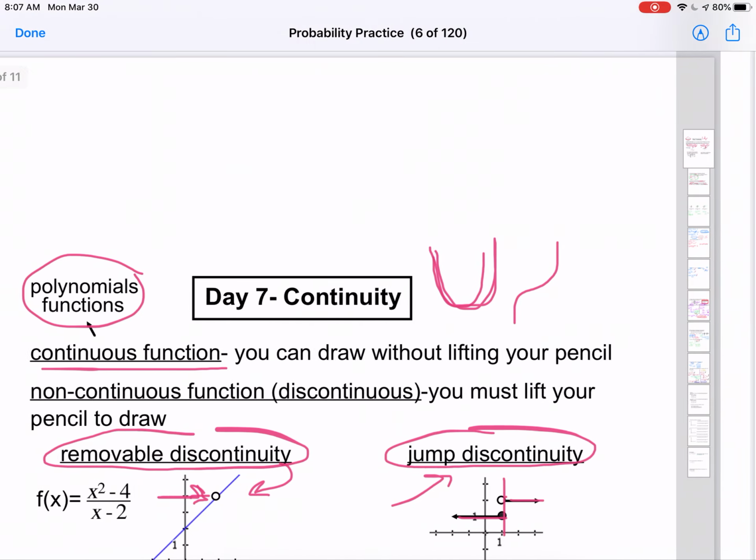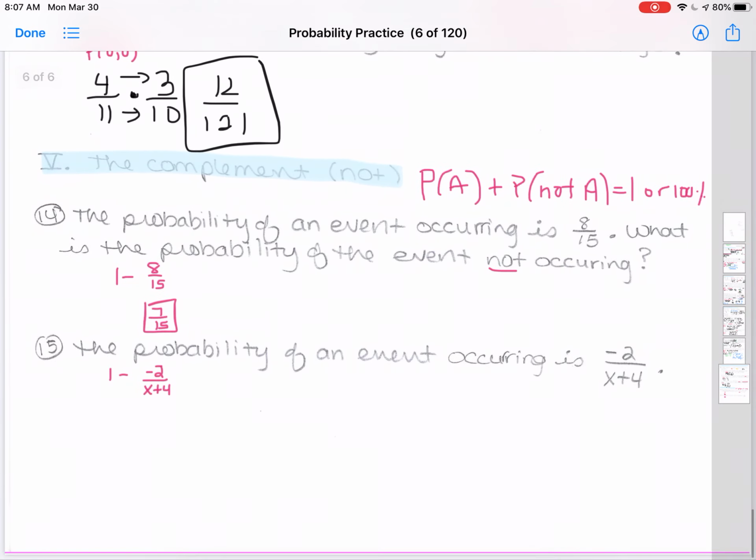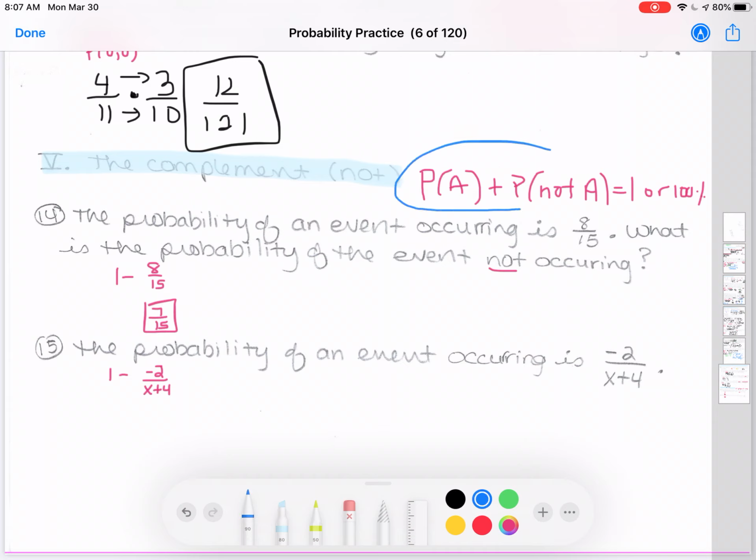Okay, last little bit, guys. Okay, complements. Complements, if there's a 40% chance of rain, there's a 60% chance of no rain. So the formula is the probability of an event plus the probability of non-event equals 1 whole or 100%.